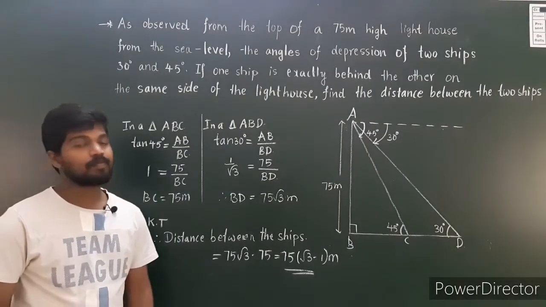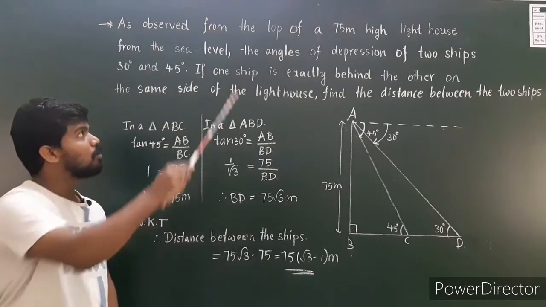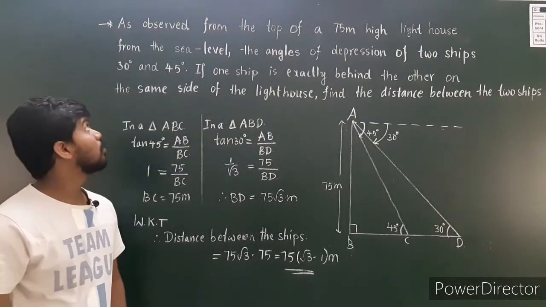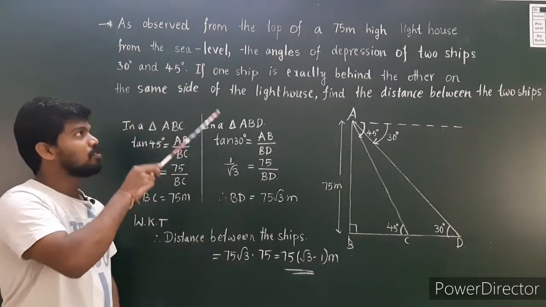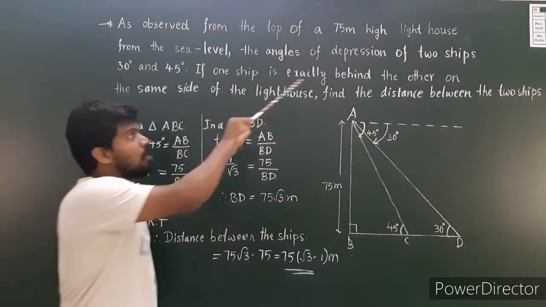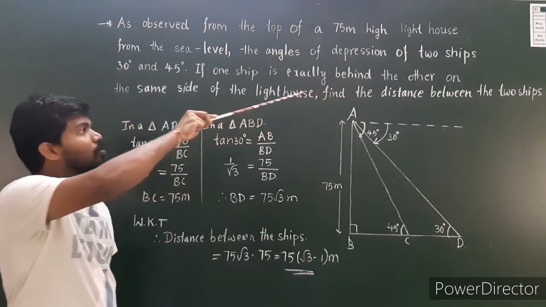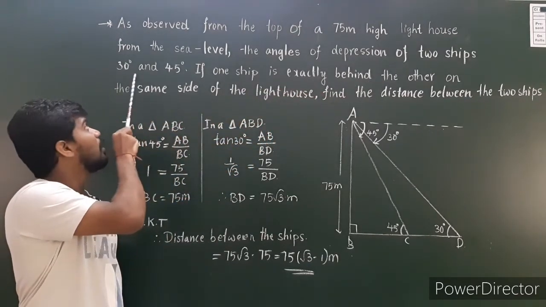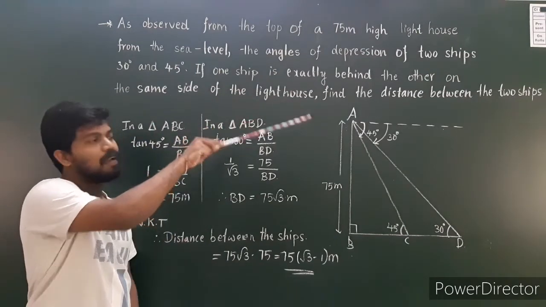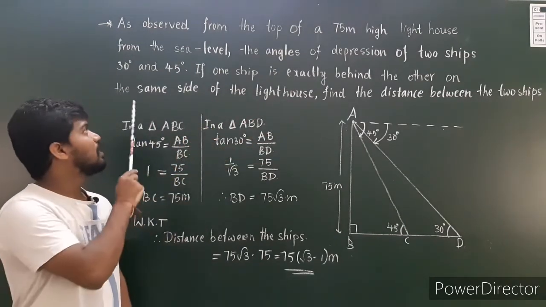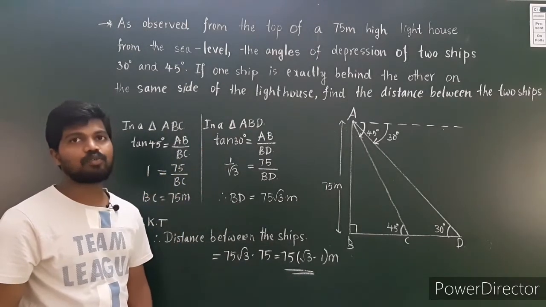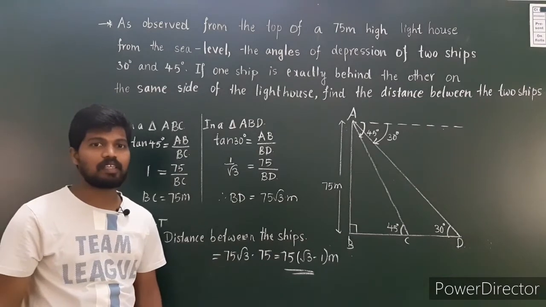So next problem. As observed from the top of a 75 meter high lighthouse from the sea level, the angles of depression of two ships are 30 degree and 45 degree. If one ship is exactly behind the other on the same side of the lighthouse, find the distance between the two ships. We have to find the distance between the two ships.